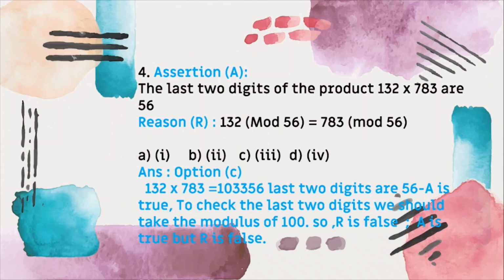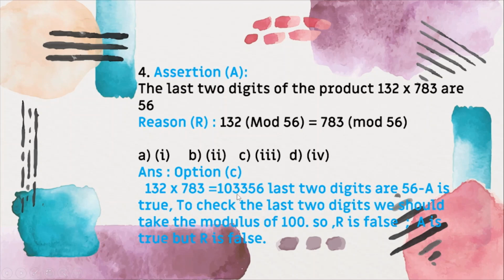Instead of taking modulus 100, the reason takes 132 with mod 56, the last two places being 56, which is the information given in the assertion. But for the last two digits, taking that mod is not correct. Mod 100 should be taken. Before you check the assertion by multiplying 132 into 783, you can declare right here that to check a two digit number, we will not take the modulus of the given two digit number. We will take the modulus of 100. There itself it is wrong.